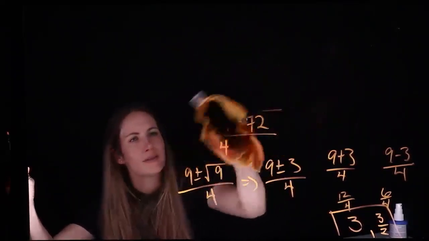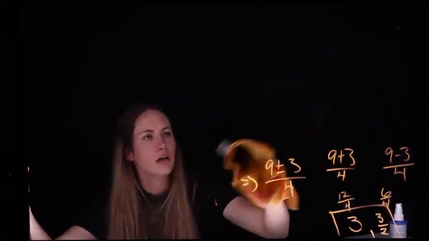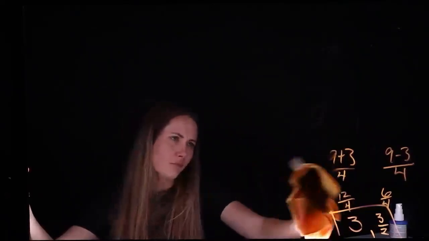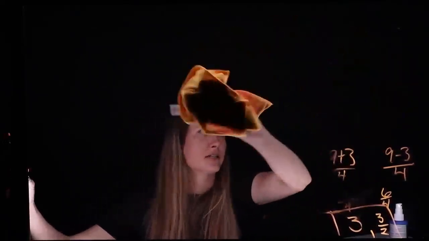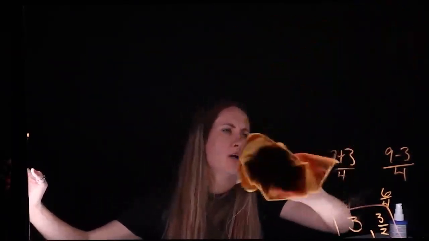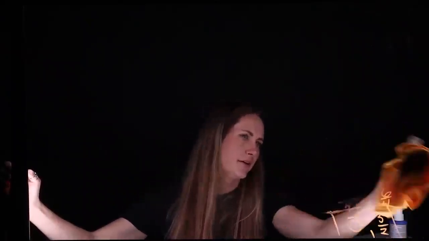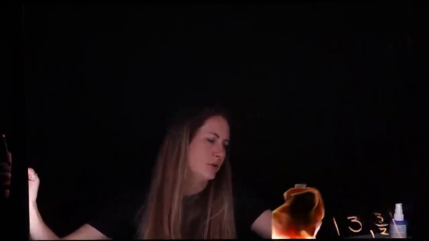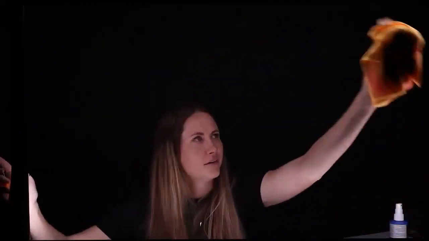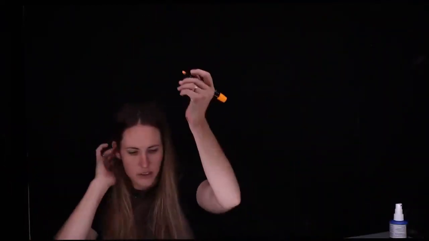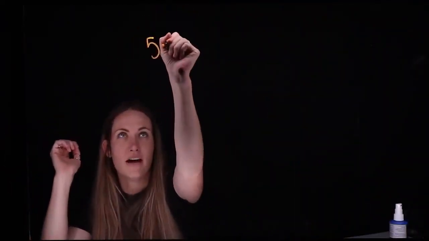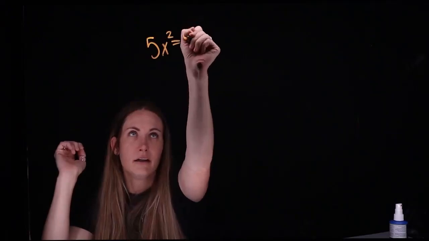The last problem says to use the quadratic formula. However, since there isn't a constant, I'm not going to use the quadratic formula because that's a lot of extra work on that problem. If you're using your calculator though, you could go ahead. It's easy, it's just there's no c. So our actual equation is 5x squared equals 9x.